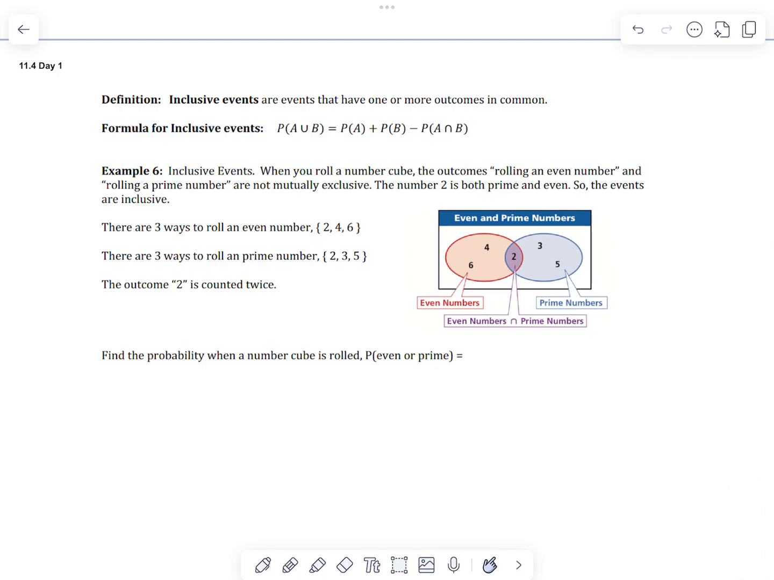Okay, now we're going to change to inclusive events. That's where there's going to be that overlap. So when we do our two events, we have to subtract out the overlap. So this is that overlap.